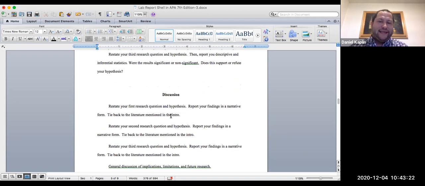So you might say something that looks like this. In research question 1, we found that males had significantly greater masculinity mean scores than females. Our findings are consistent with Bem, 1973, who found similar results. However, our results are contraindicated by such and such person.